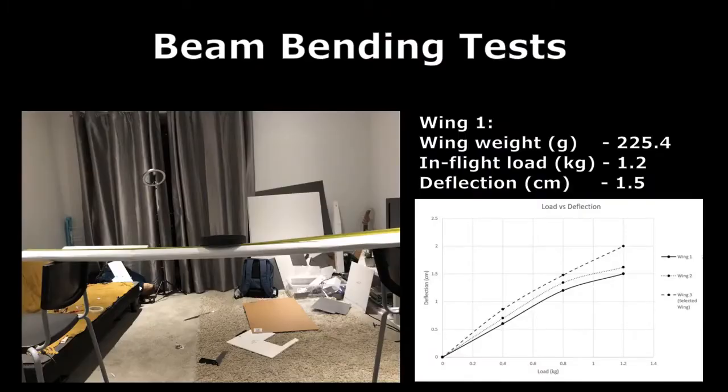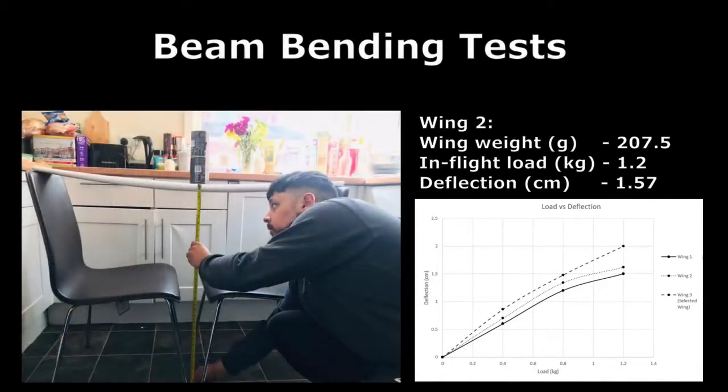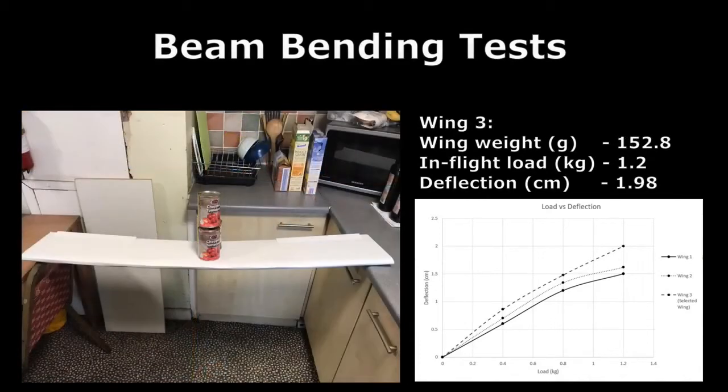As you can see, the aircraft is more than capable of withstanding impacts from both soft and hard landings. Another indicator of structural integrity is whether the wing is able to withstand the maximum in-flight load of 1.2 kilograms experienced during gusts, which includes an additional 20% safety factor. This was measured through beam bending tests, loading the center point of the wing with specified loads. After several iterations, the chosen wing was found to hold the expected loads while weighing the least.